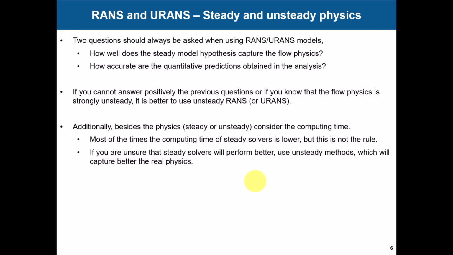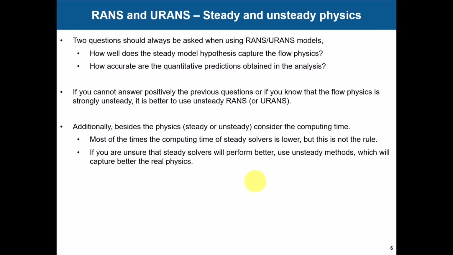So if you find that wall and you don't know what to do, go down the wall or climb the wall, okay, try to ask yourself this question: how well does the steady model hypothesis capture the flow physics, and how accurate are the quantitative predictions obtained in the analysis? If you can answer in a positive way to any of these questions, it means that your flow is strongly unsteady, and you need to use the unsteady approach, the URANS approach, okay?